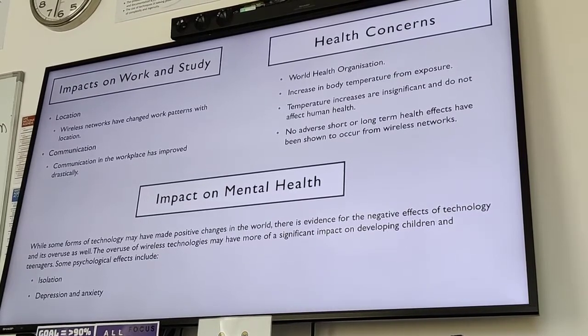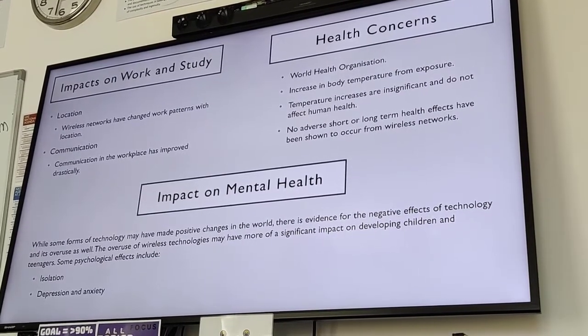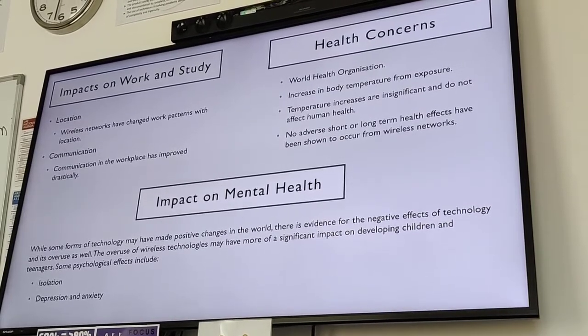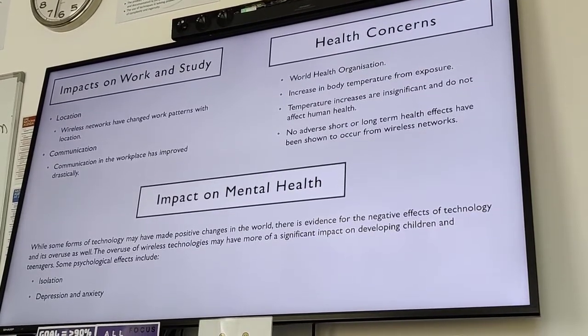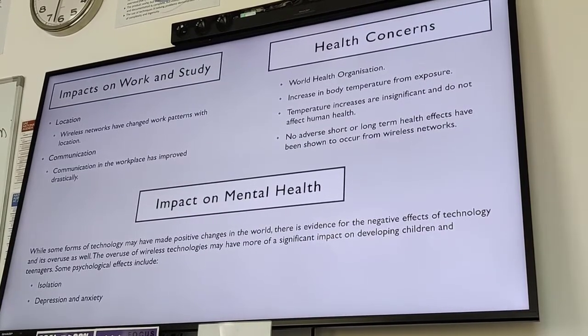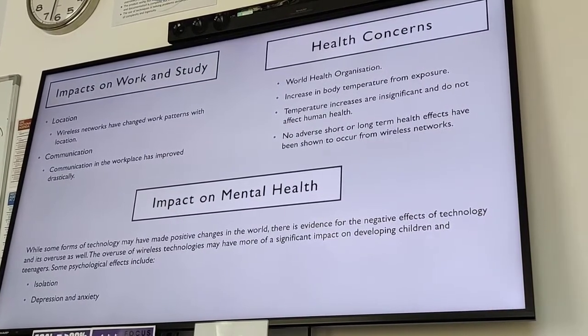In order for a company to work efficiently, members need to communicate with one another. Wireless networks have given us more mediums of communication such as email, instant messages, calls using voice over internet protocol, and many more. So, the health concerns related to wireless networks.